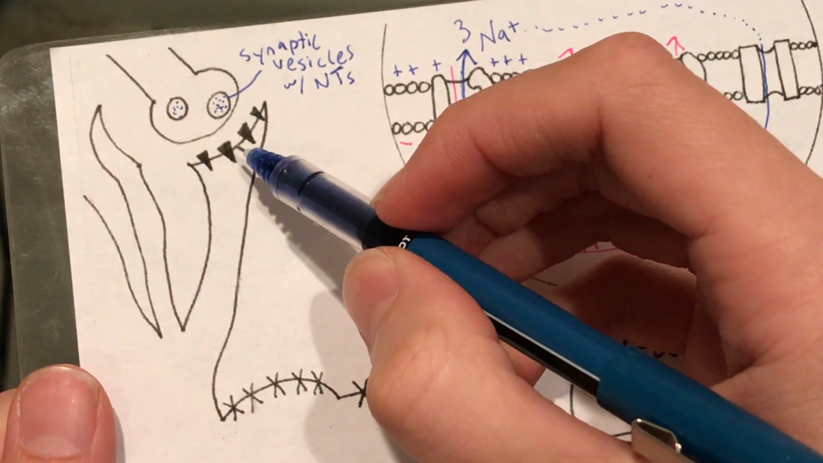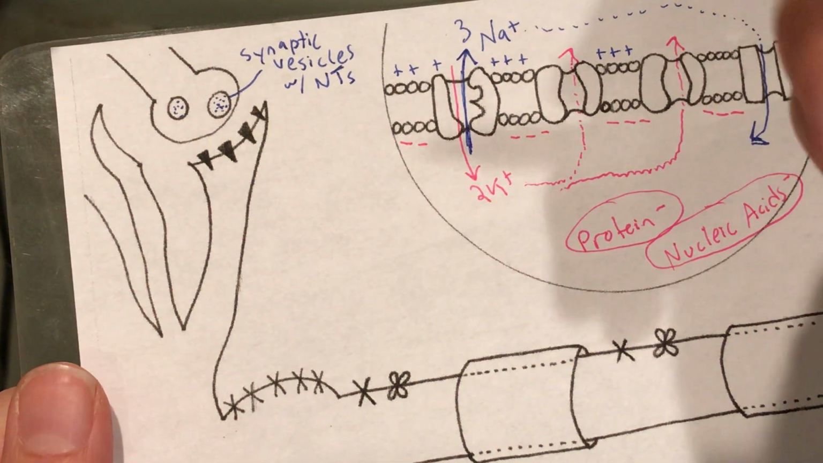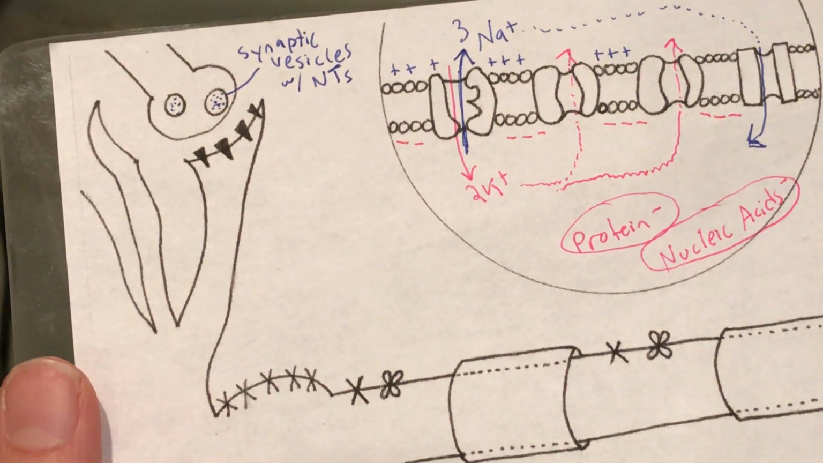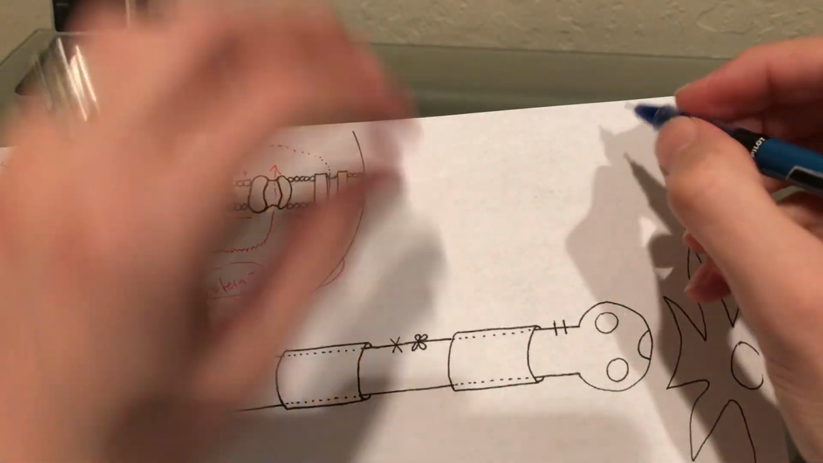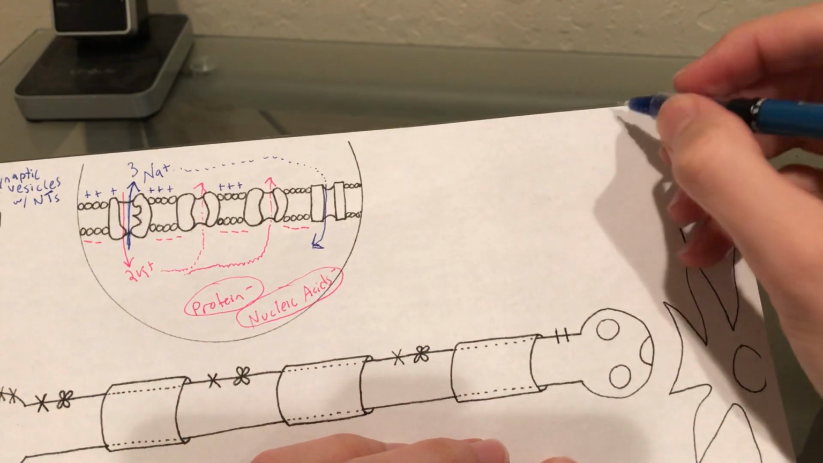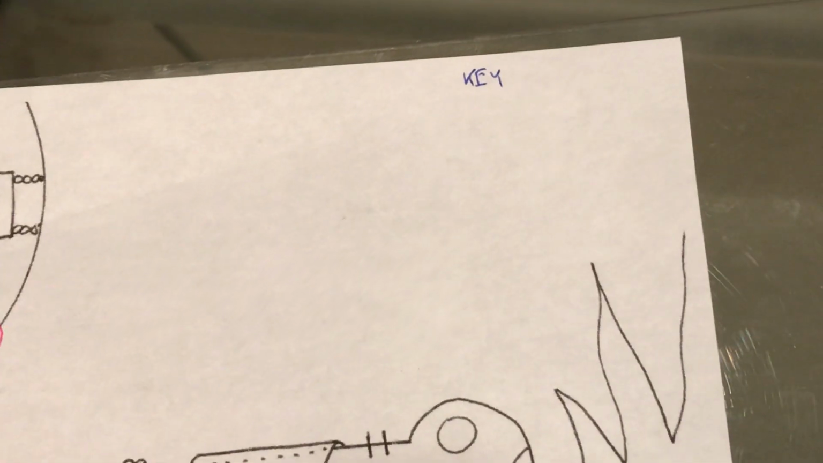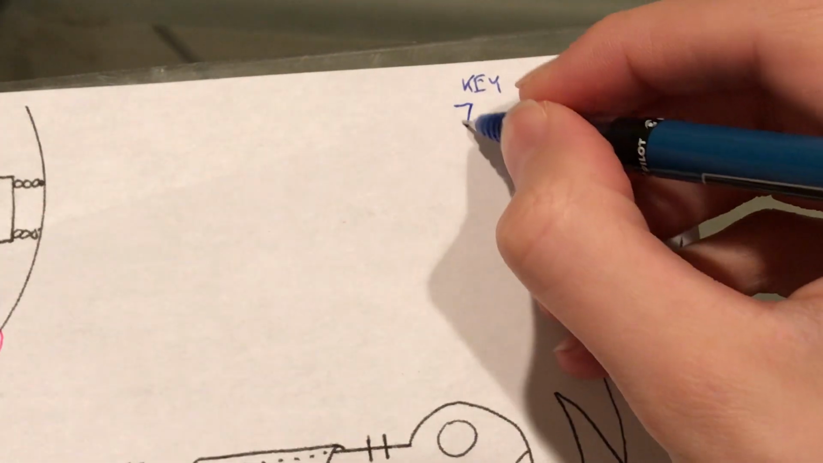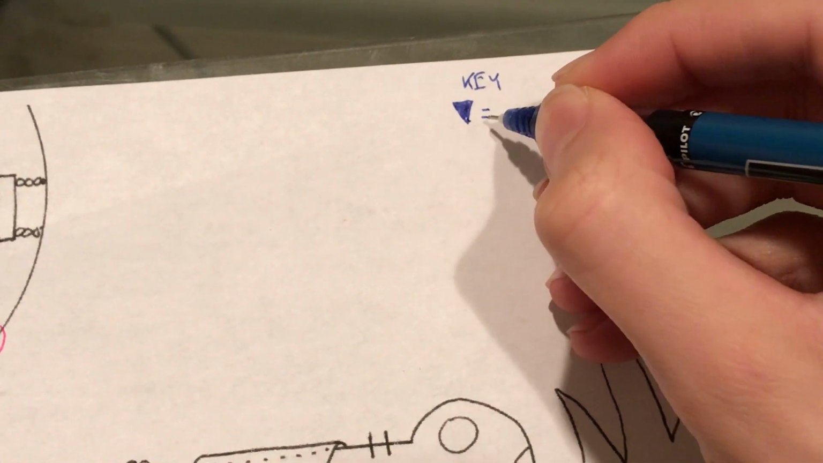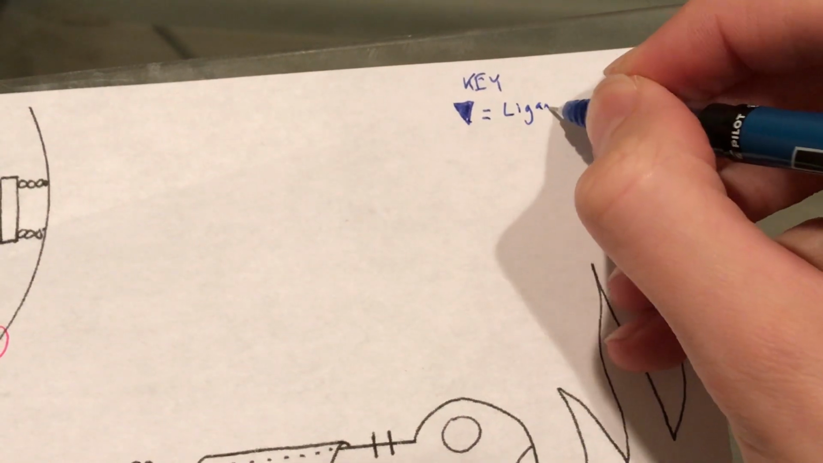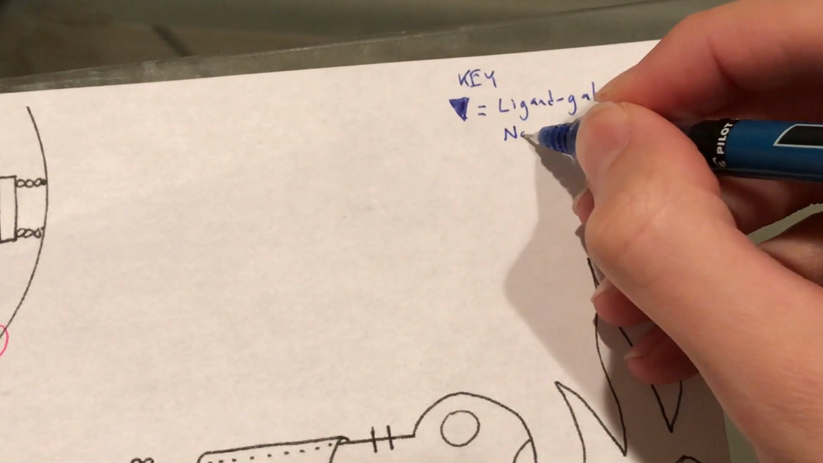These dark triangles represent a ligand-gated sodium channel. Let's go ahead and make a key for this stuff. So I think it might be a good spot to make a key here, where we say there's a dark triangle, and that dark triangle represents a ligand-gated sodium channel.